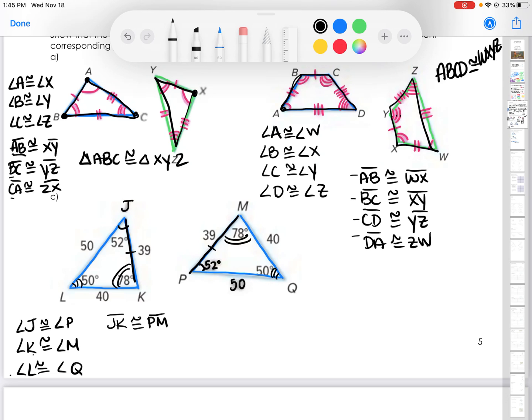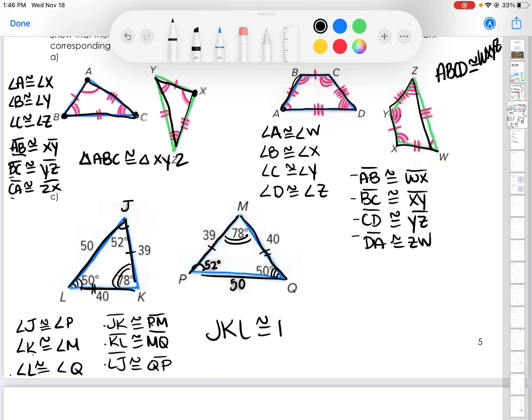Okay. Then we have KL, just kind of following it around. So we have 40. And so PM, MQ is also 40. And then lastly, we have LJ, which is 50. And that matches up with our other side, that is 50, QP. So we say that JKL, and I'm just kind of reading down the side, is congruent to PMQ.